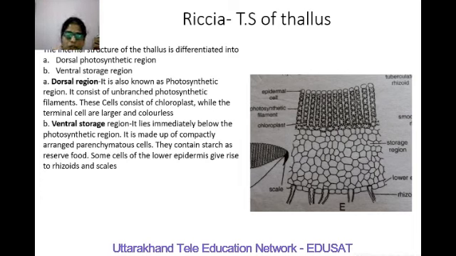So this was the morphology of Riccia, where we studied what the gametophyte is, the structure of the gametophyte of Riccia, and its transverse section.